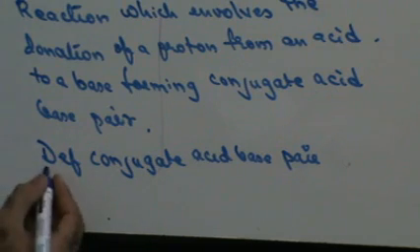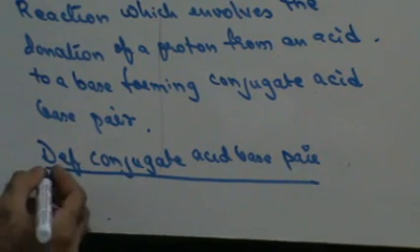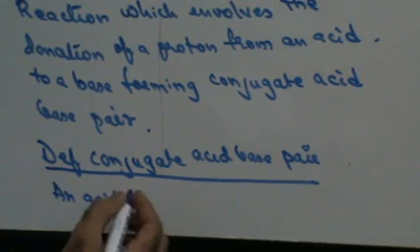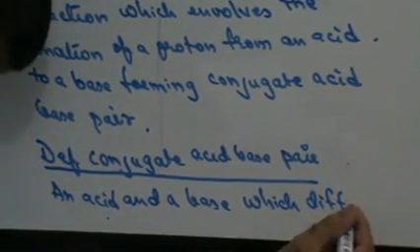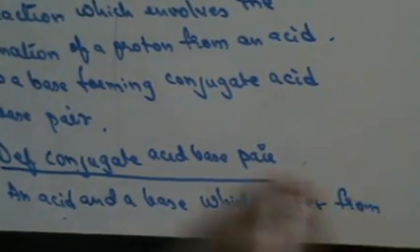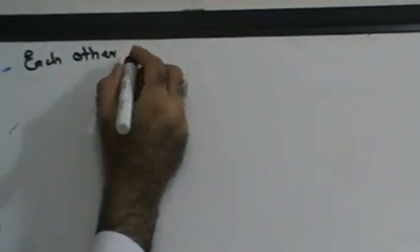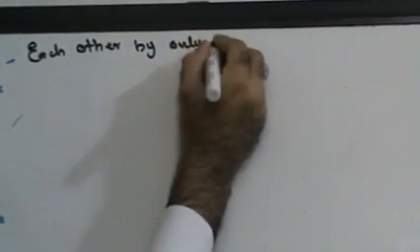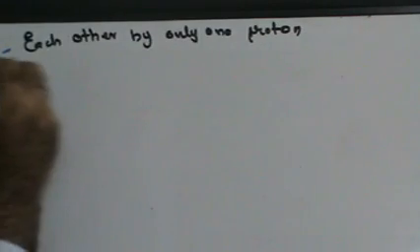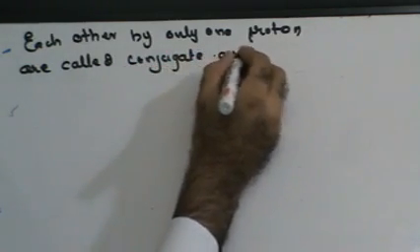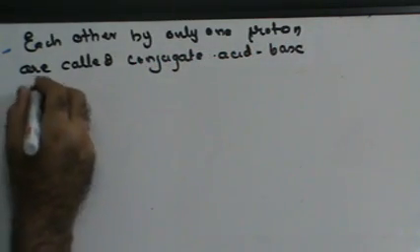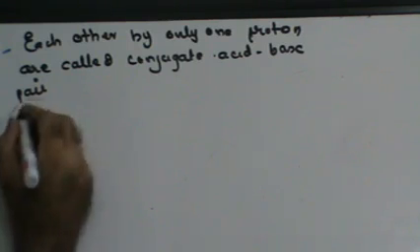I'll just write the definition and then show you examples. Conjugate acid base pair: an acid and a base which differ from each other by only one proton are called conjugate acid base pair. Fine, do we get this? Example, let's consider this.